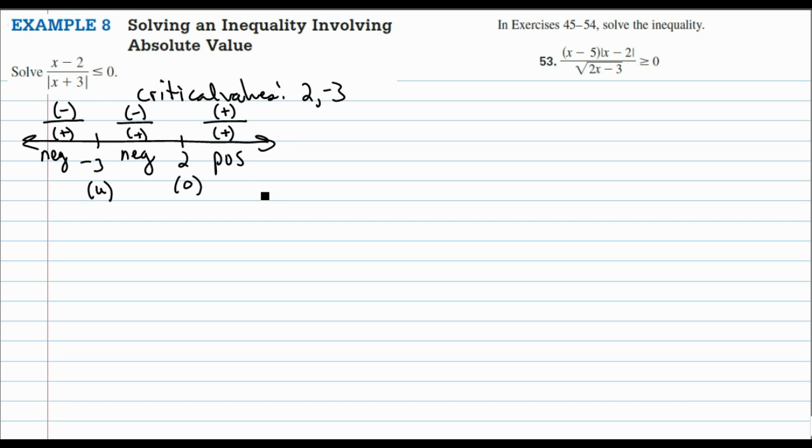So to answer the question, where is this rational function less than or equal to 0? Less than 0 is going to be negative infinity to negative 3. I'm not going to include negative 3 because negative 3 makes the function undefined, not 0. But then again, from negative 3 up to 2, but I'm going to include 2 this time because 2 does make it equal to 0.